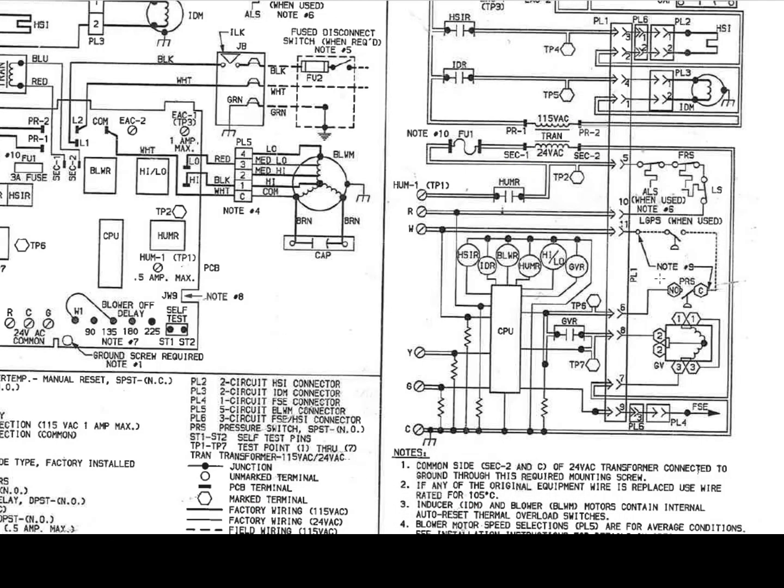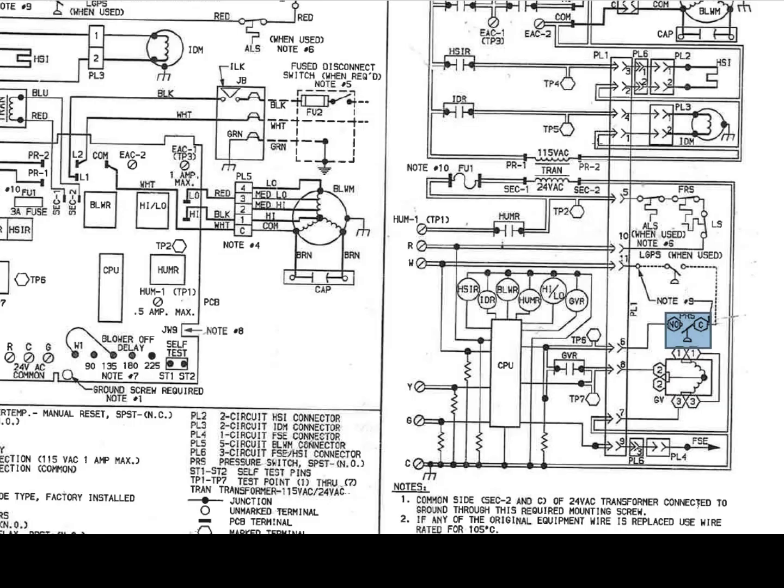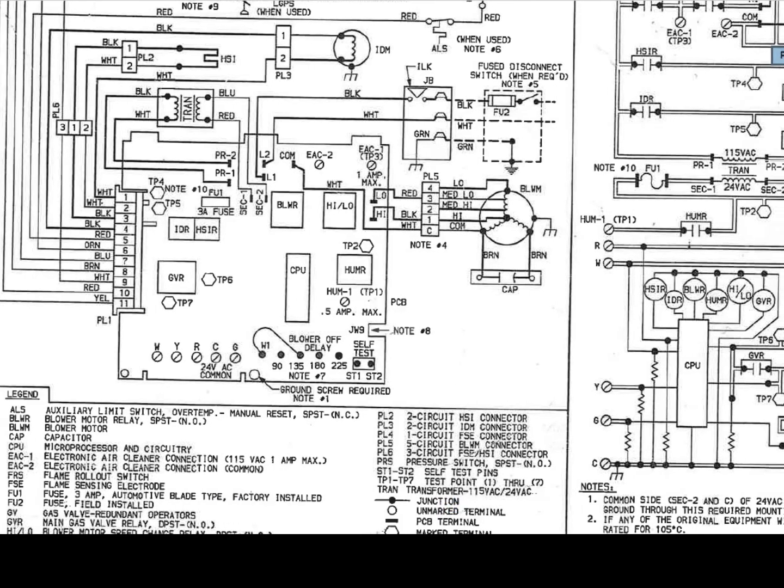So let's look at this PRS. That's that same pressure switch that I just showed you. It's over here. PRS, normally open and common, and I know it's a normally open pressure switch. So what's interesting is right here is a PL1. So this is a plug, like a wire plug that you would plug 2 halves together, like a wiring harness plug.